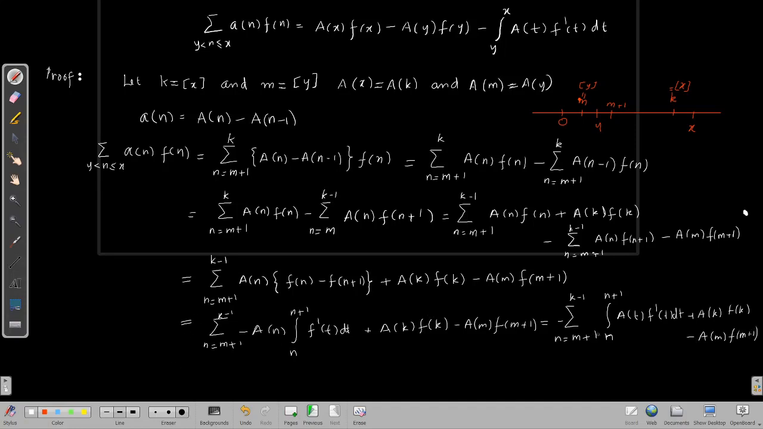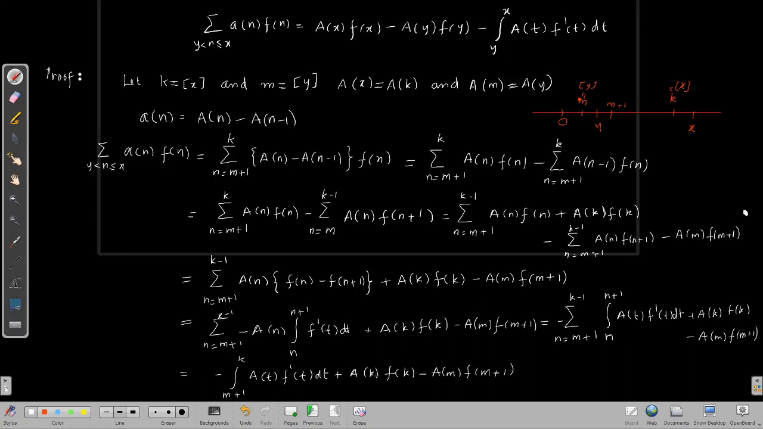Now we sum these integrals, then this is equal to minus the integral. The first value is m plus 1, so this integral is from m plus 1 to the last value, which is k minus 1 plus 1, that is k. So this integral is from m plus 1 to k of a of t f dash t dt, plus a of k f of k minus a of m f of m plus 1.